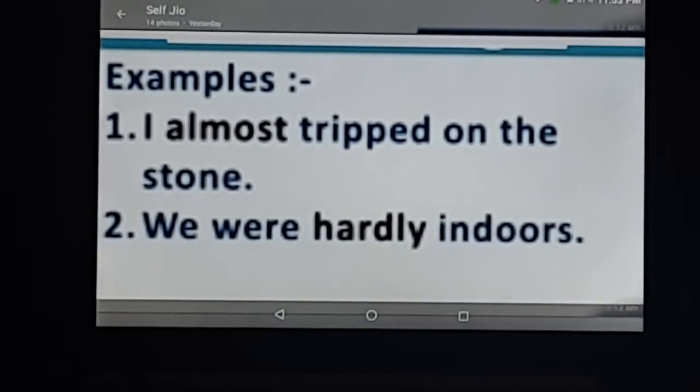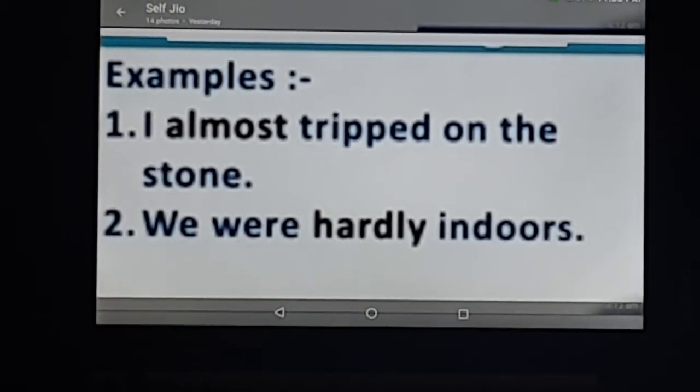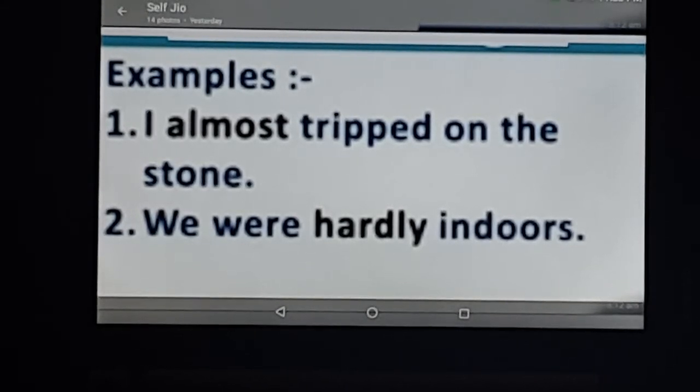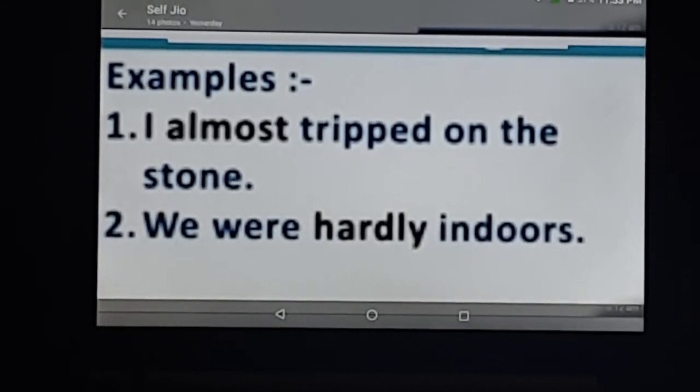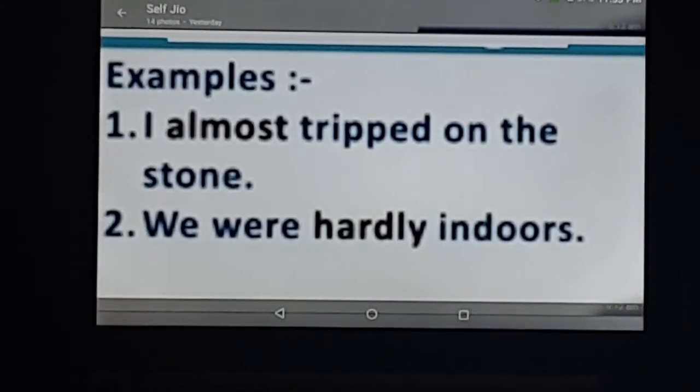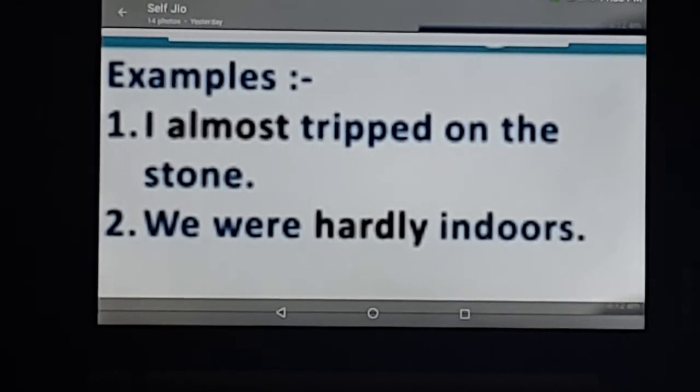So here in the first sentence, almost, the adverb of degree, is used before the main verb tripped, and in the second it is used before indoors, which is an adverb. If we use this with an adjective, we can say she is very beautiful. So very is the adverb of degree here, and beautiful is the adjective. So this is very important in adverbs. You should know where to use the adverbs in a sentence.